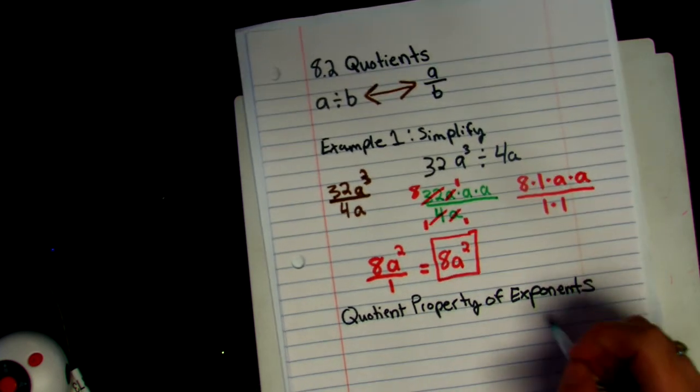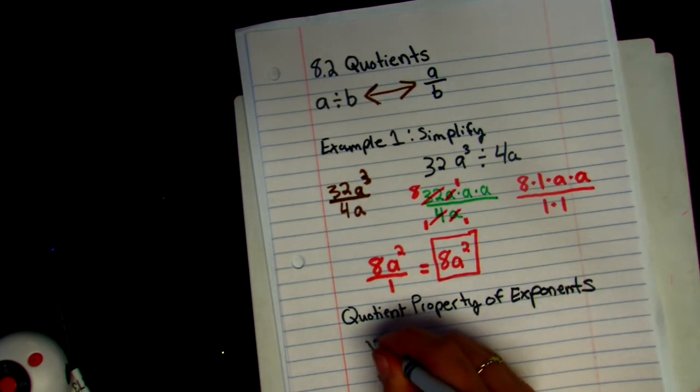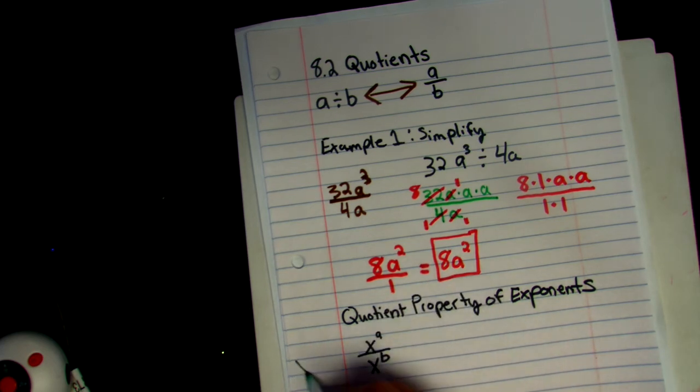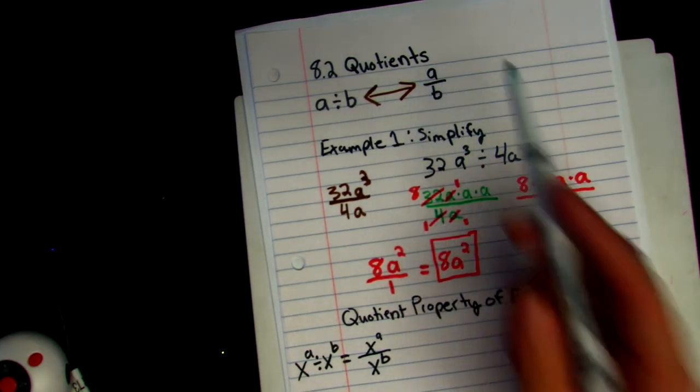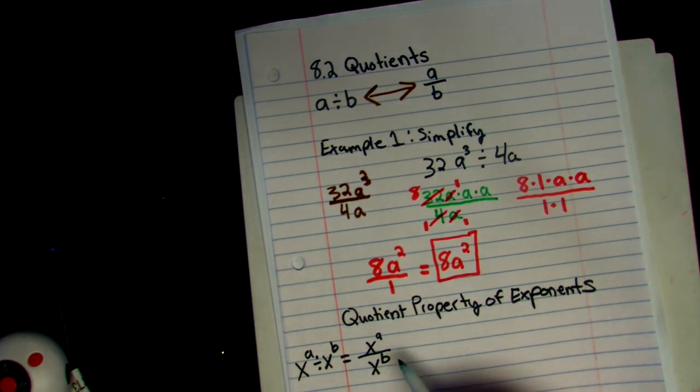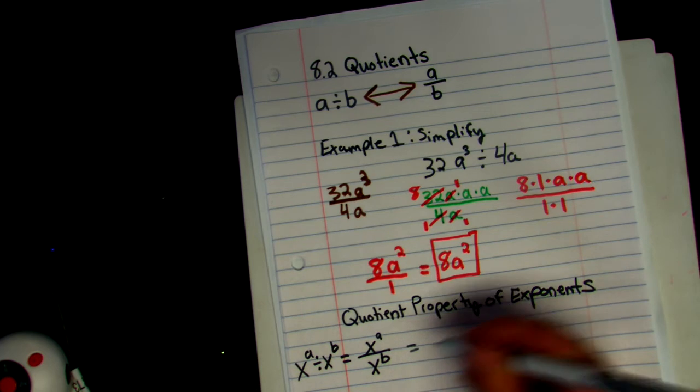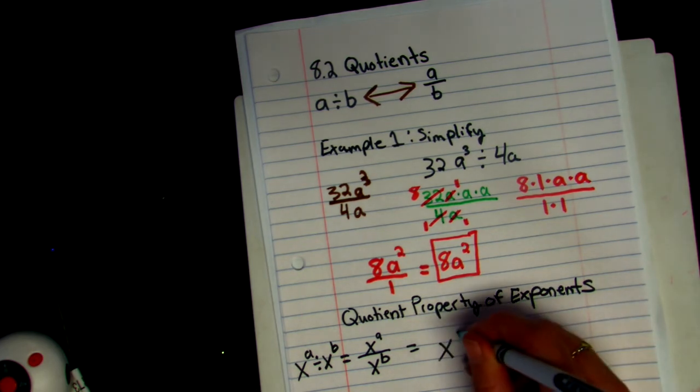This property says that if you have a power divided by that same base's power, and by the way, that could also look like x to the a divided by x to the b, because it can work both ways, then you subtract your exponents as long as the base is the same.